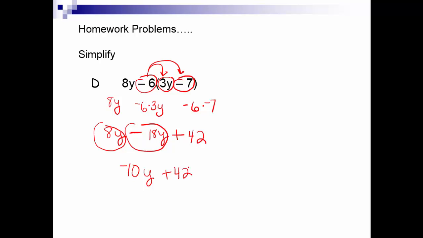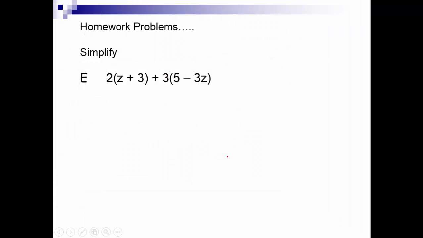Still plus 42. We can't go any further with that because those aren't like terms. So our final answer is negative 10y plus 42. I believe this is the last problem to simplify.